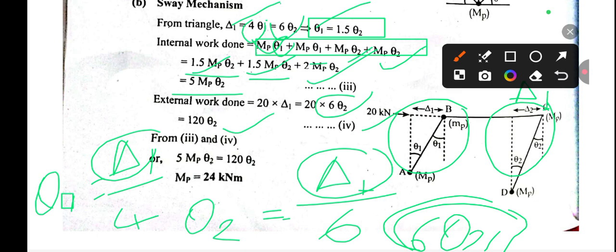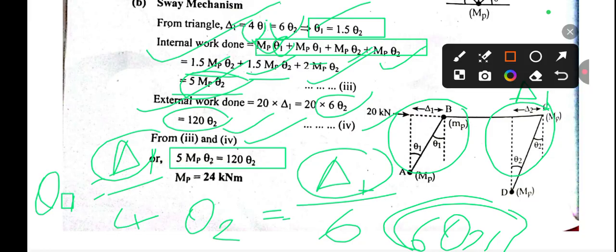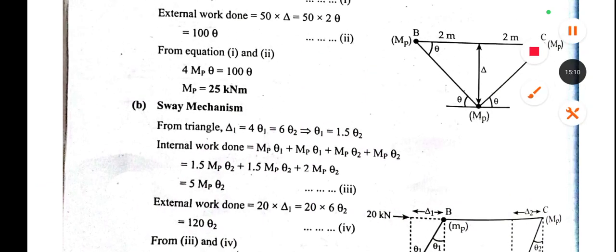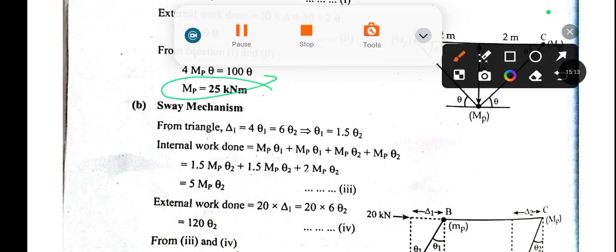Now we need to equate these values. Internal work done is equal to external work done. So 5 Mp theta 2 equal to 120 theta 2. From here this theta 2 will be cancelled out, and the value of Mp can be written as 120 by 5, which means 24 kilonewton-meters. So the value of Mp is 24 from this beam sway mechanism. And from the beam mechanism we got the value of Mp as 20. So we have calculated two different values.